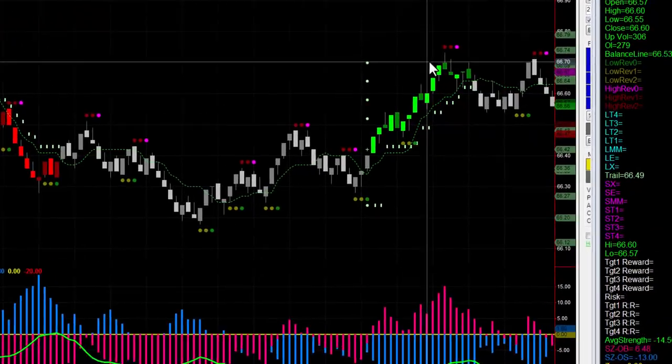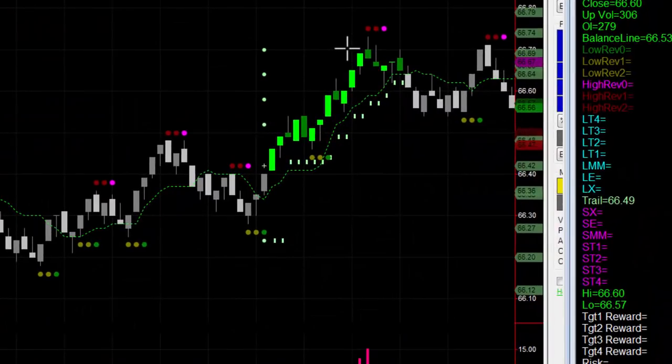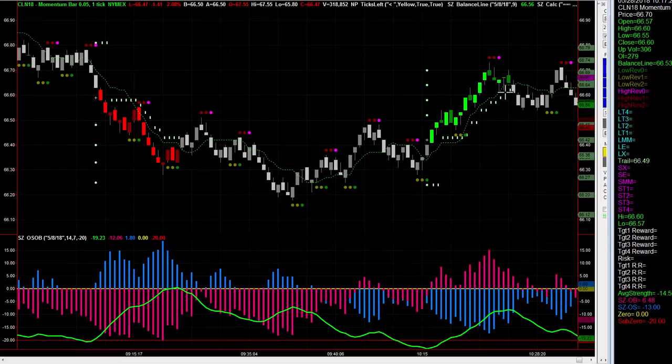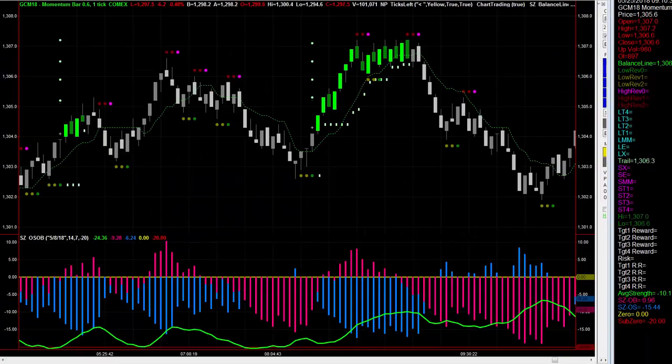$280 to target 4. And as you grow your account, you can certainly scale out at each of the targets, or targets 2 through 4 are typically going to be your best results. And then you could even trail and catch some home run trades. Here it is on gold futures. Again, Friday leading into Memorial Day.